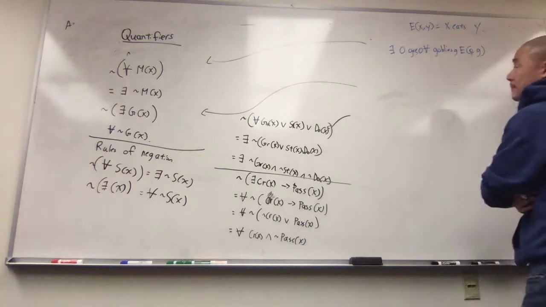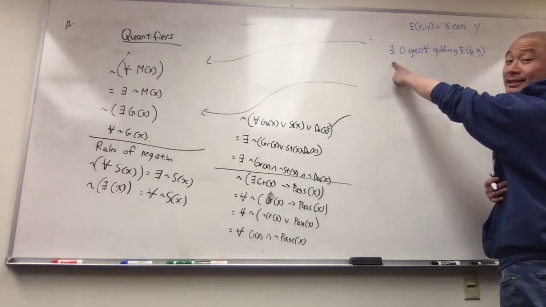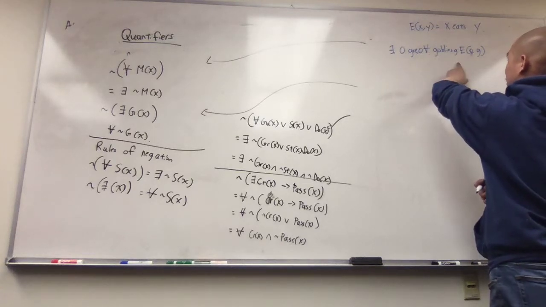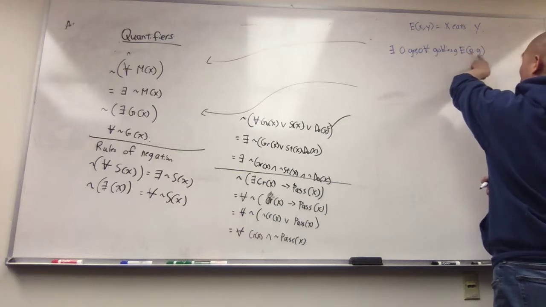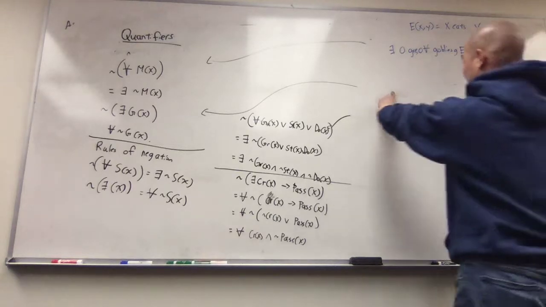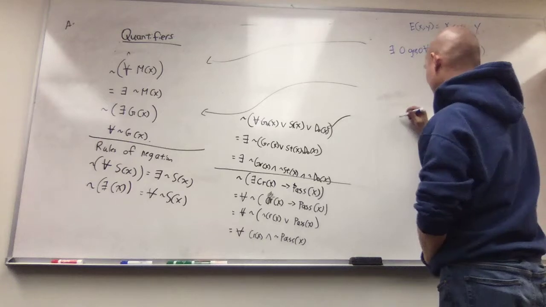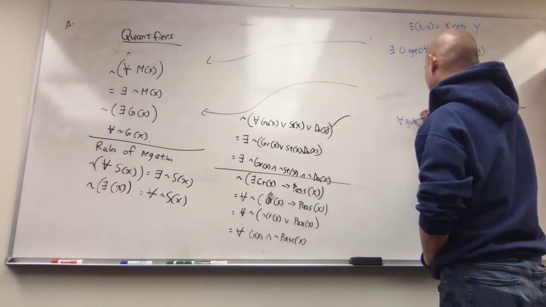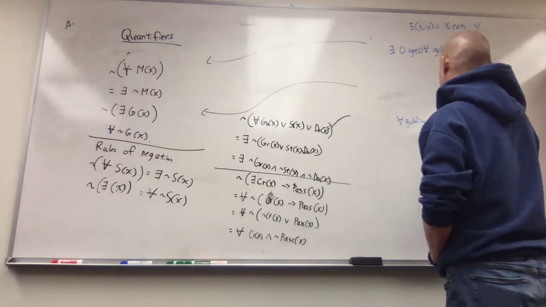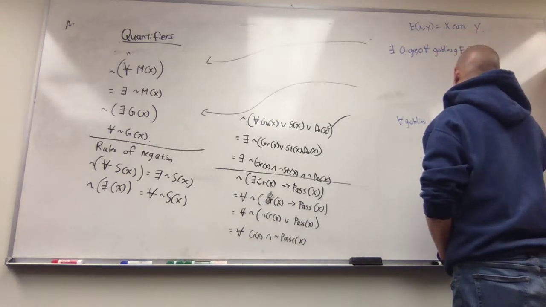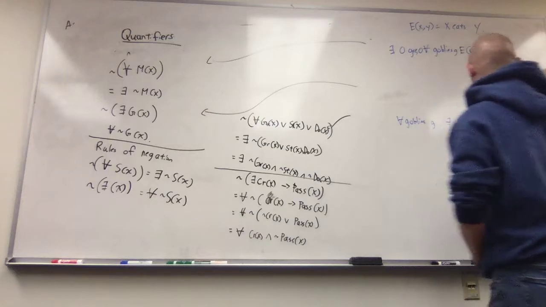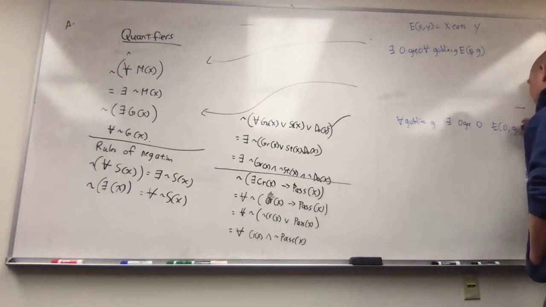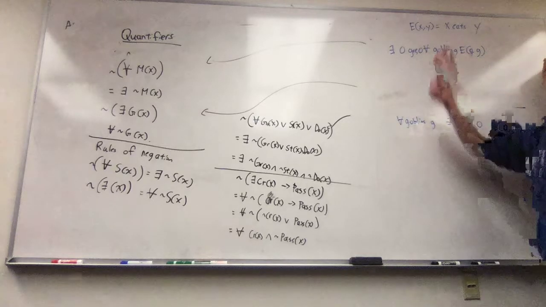So this first sentence is there exists an ogre O such that for all goblins G, O eats G. And let's compare that to a second statement. For all goblins G, there exists an ogre O such that O eats G. Are these the same thing?